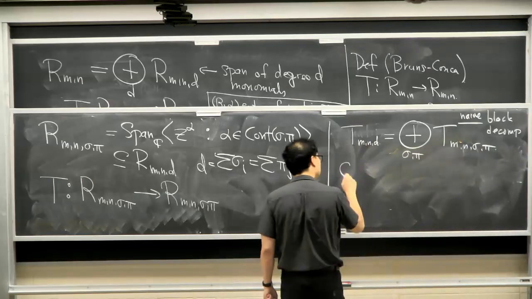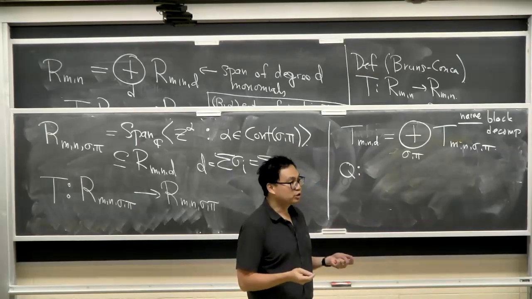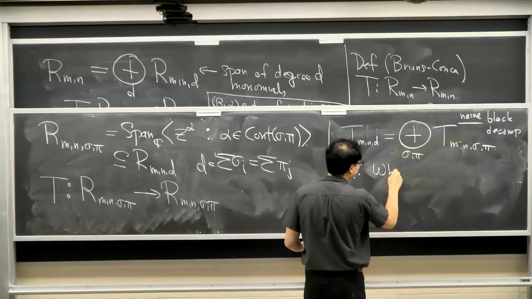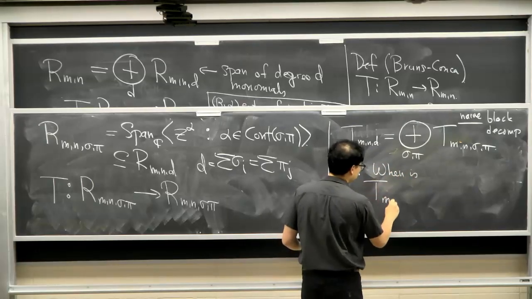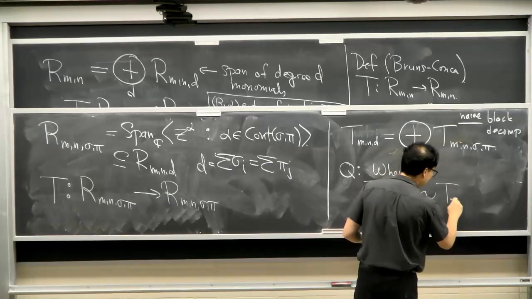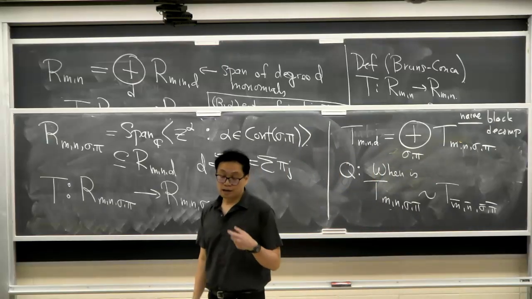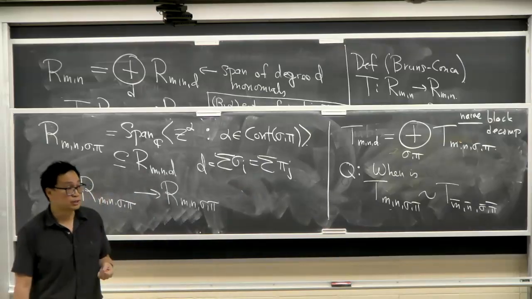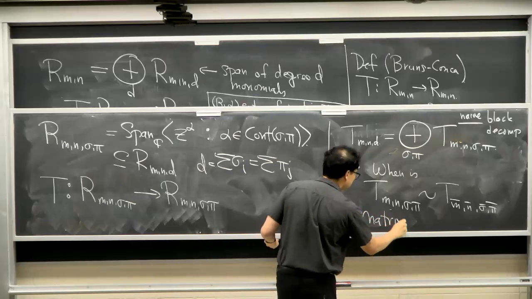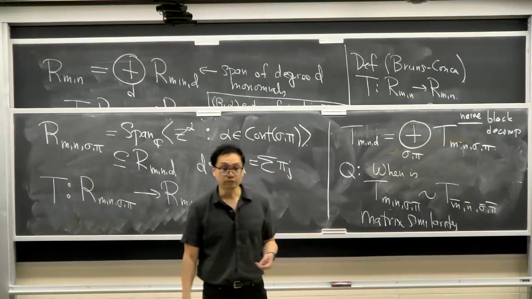The question is, when are two blocks similar? Because we want to reduce this block decomposition as much as possible. So when is this thing similar to M bar, N bar, sigma bar, pi bar? So I'm even thinking going across different sizes of matrices. So of course, if they are similar, the trace, their eigenvalues, diagonalizability is the same.